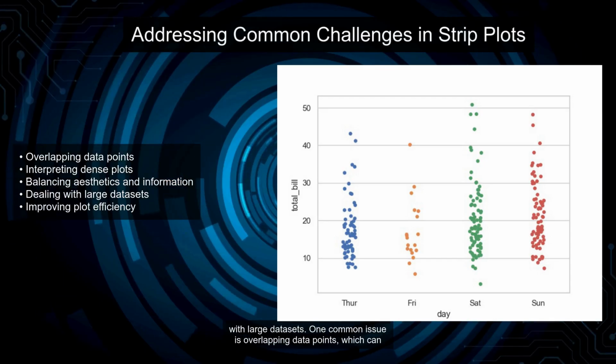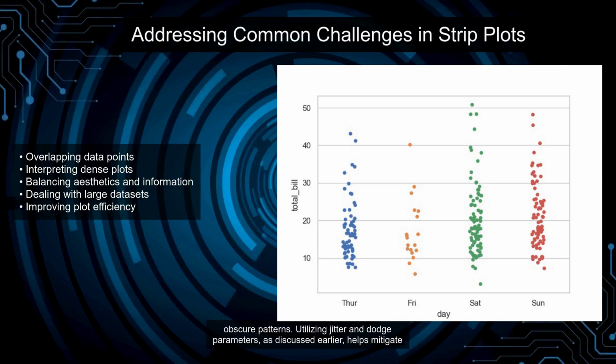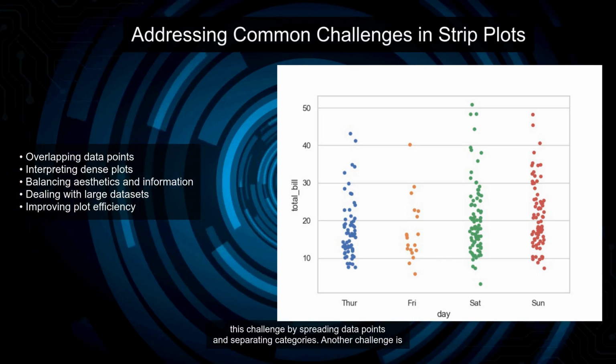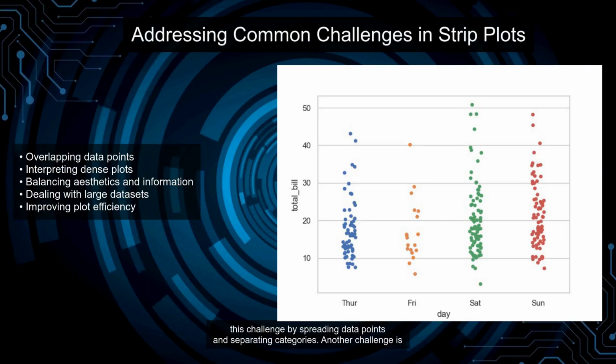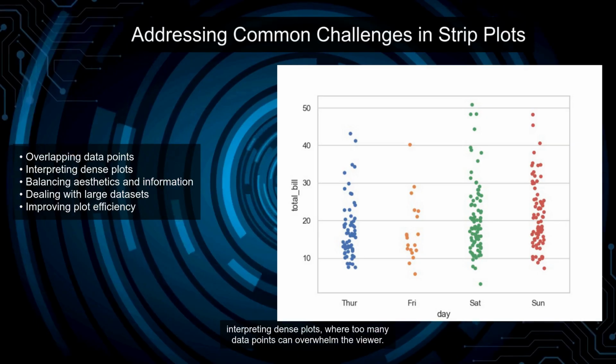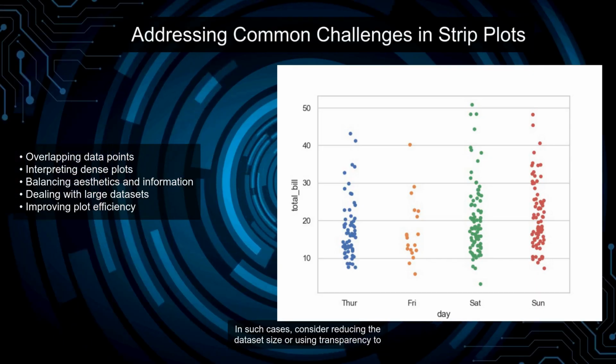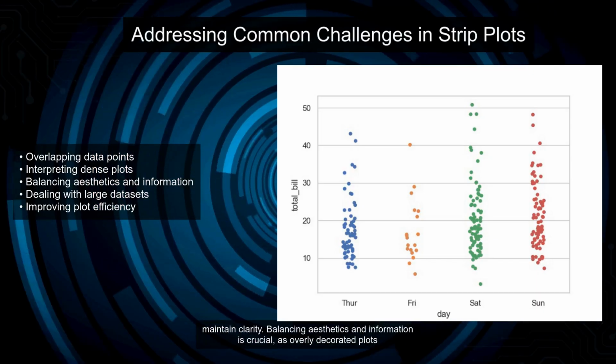While strip plots are powerful, they come with challenges, particularly when dealing with large datasets. One common issue is overlapping data points, which can obscure patterns. Utilizing jitter and dodge parameters, as discussed earlier, helps mitigate this challenge by spreading data points and separating categories. Another challenge is interpreting dense plots, where too many data points can overwhelm the viewer. In such cases, consider reducing the dataset size or using transparency to maintain clarity.